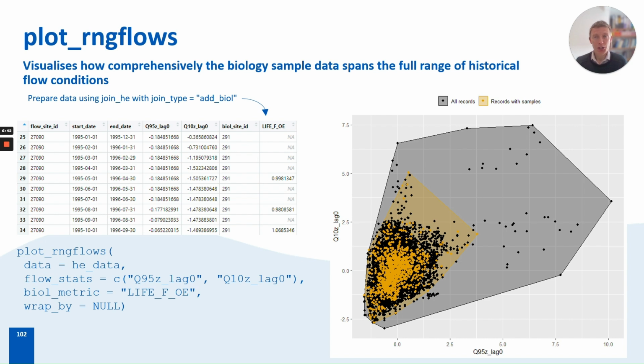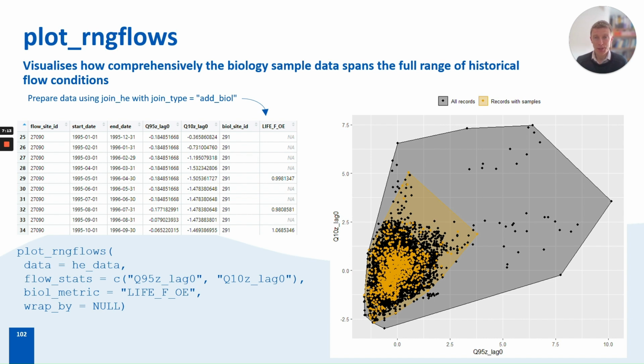Here we have an illustration of the plot range of flows function, which we can use to visualize how comprehensively our biology sample data spans that range of historical flow conditions. We first of all prepare the data using the join-HE function that we discussed in the earlier tutorials. We use join type equals add biology to take a table of flow statistics and then join in the biology sample data, the actual metric scores, where those samples exist.